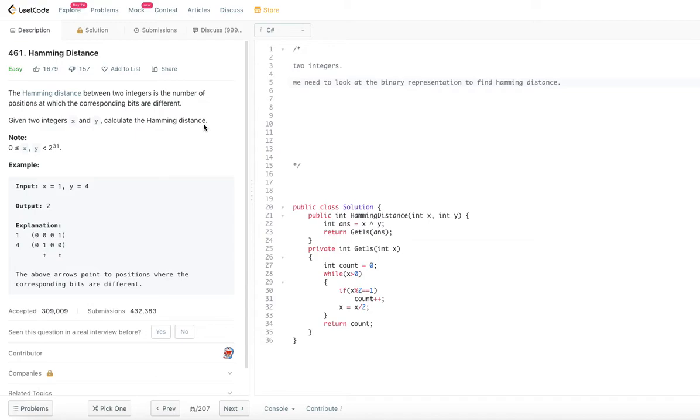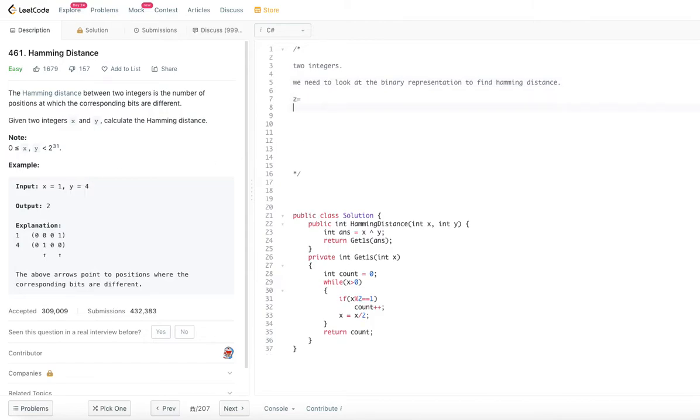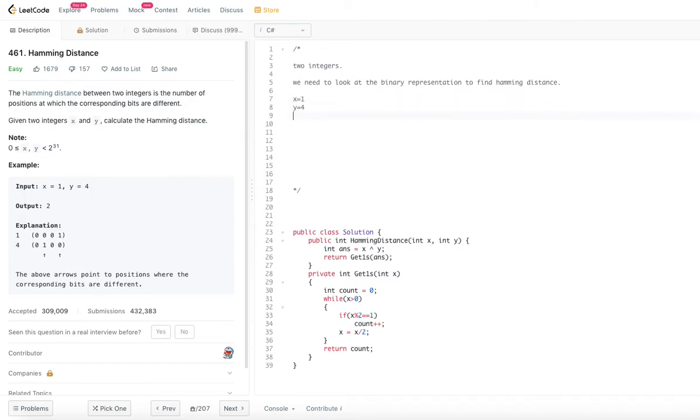So let's go with an example that is shown here. x is equal to 1 and y is equal to 4. By looking at this, you won't be able to tell the bits in which they are different. So what we essentially need to do is convert each of these to its binary representation before we can look. The binary representation for 4 is 1 0 0. For x is equal to 1, the binary representation is actually 1.